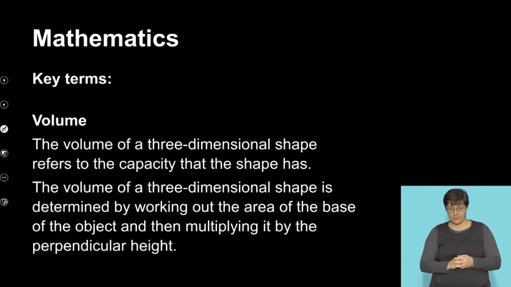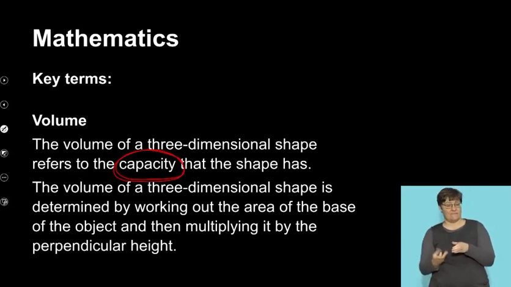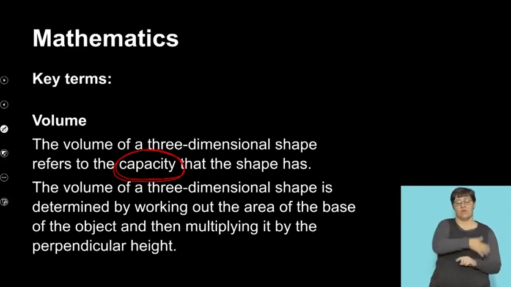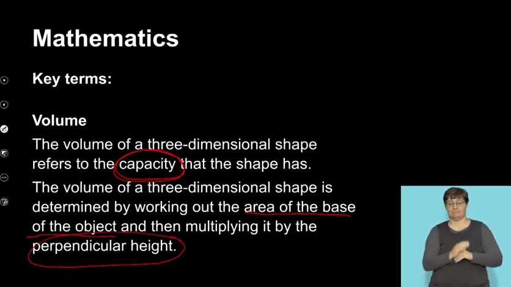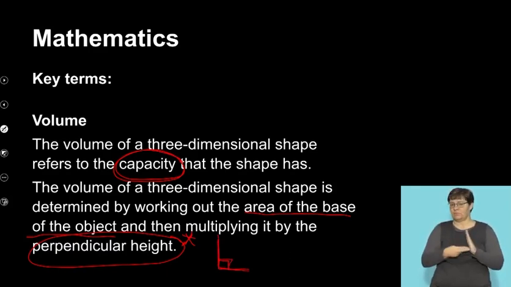Great, the next definition is volume. So we've said that the volume of a three-dimensional shape refers to the capacity that the shape has. The volume of a three-dimensional shape is determined by working out the area of the base of the object. So that's always a good first step, is to find out the area of the base of the object, and then we multiply this by its perpendicular height. Again, please make sure that you star or highlight the fact that it's the area of the base by the perpendicular height. So the perpendicular height has a big role in this calculation. Great.